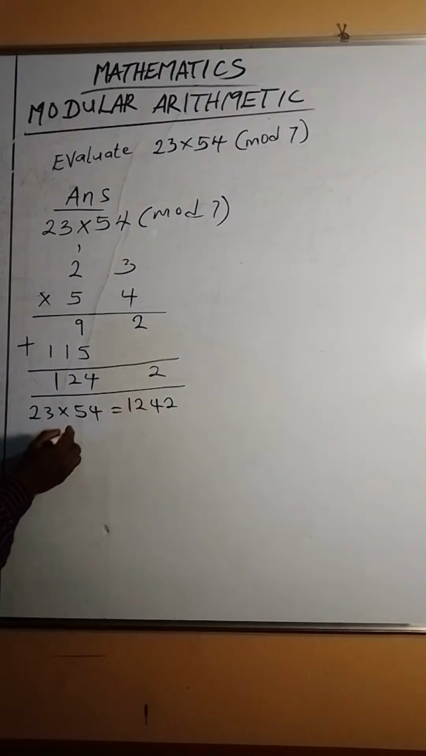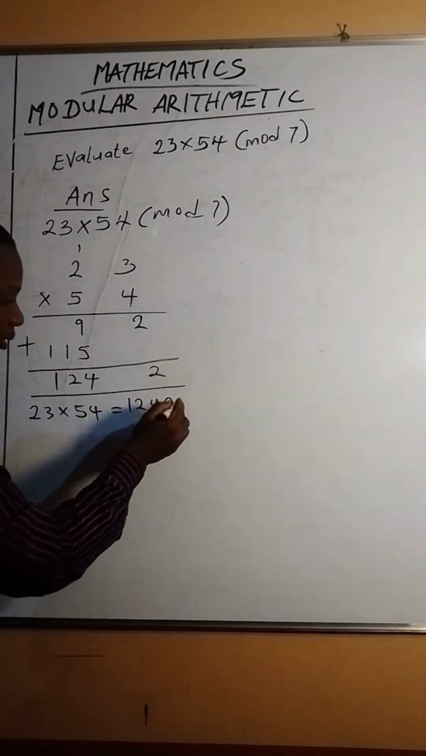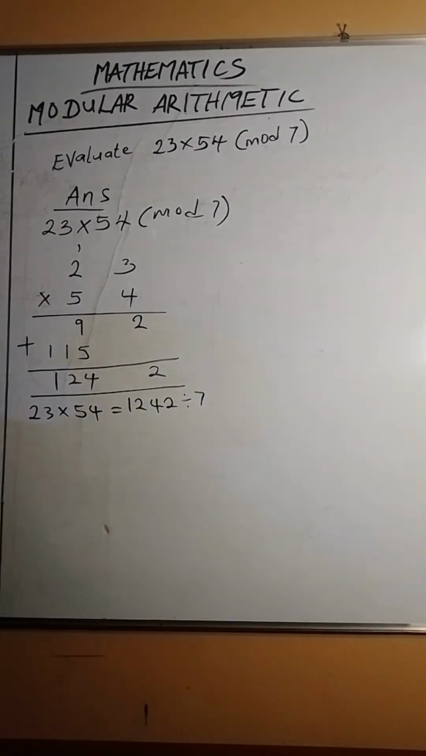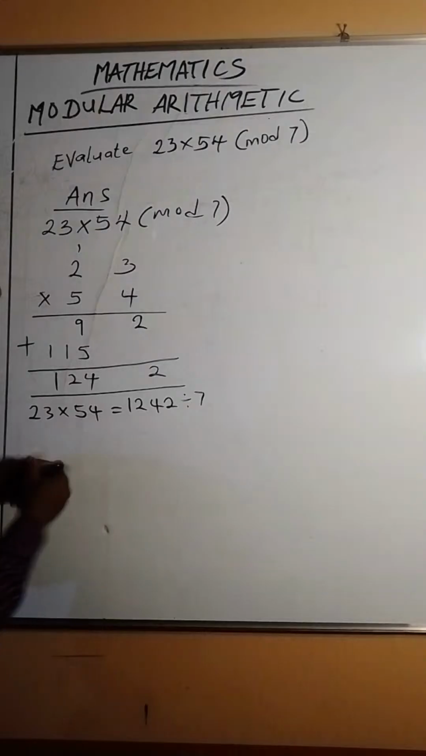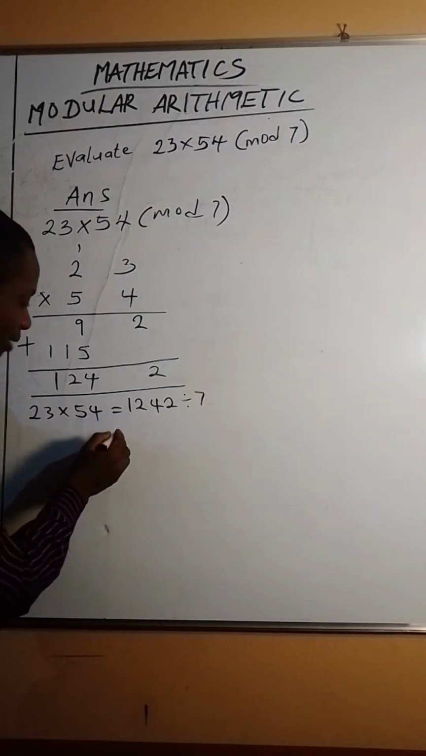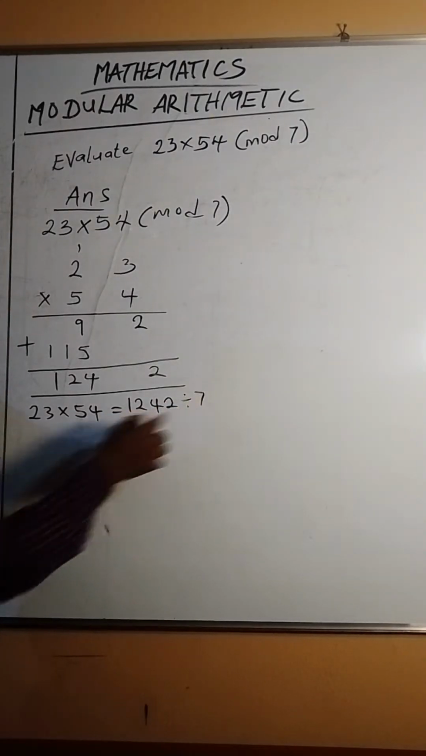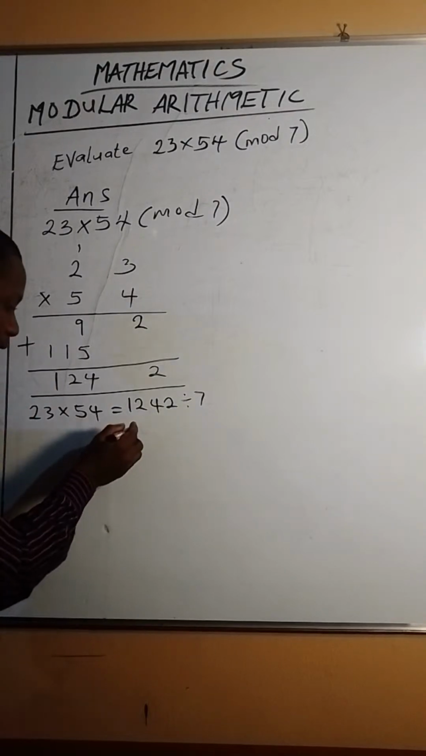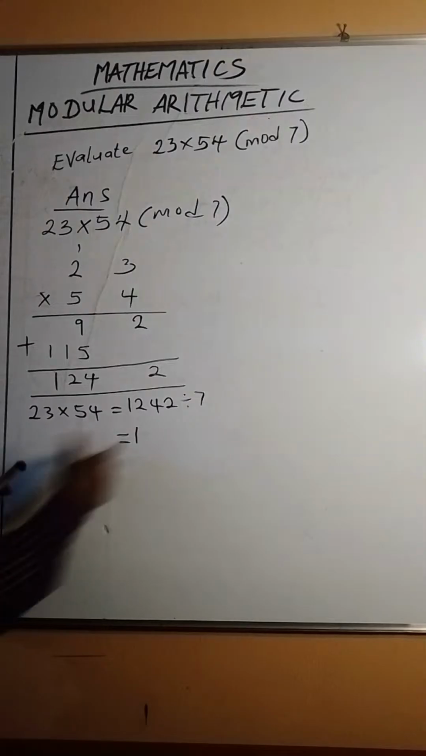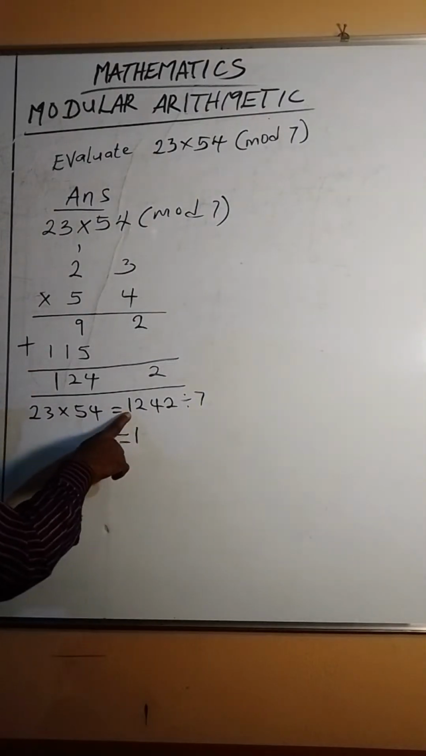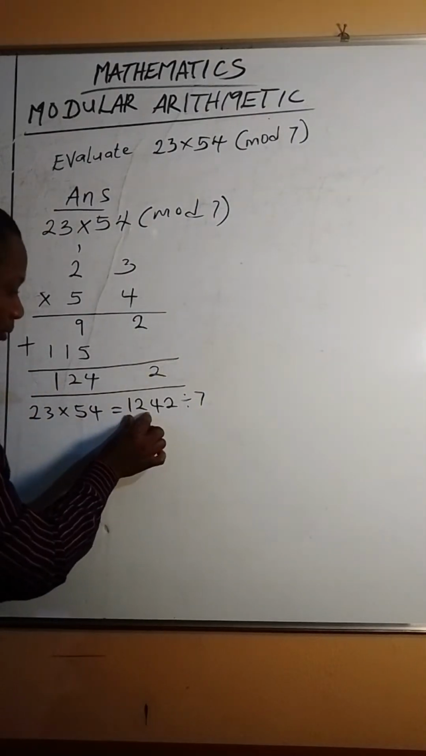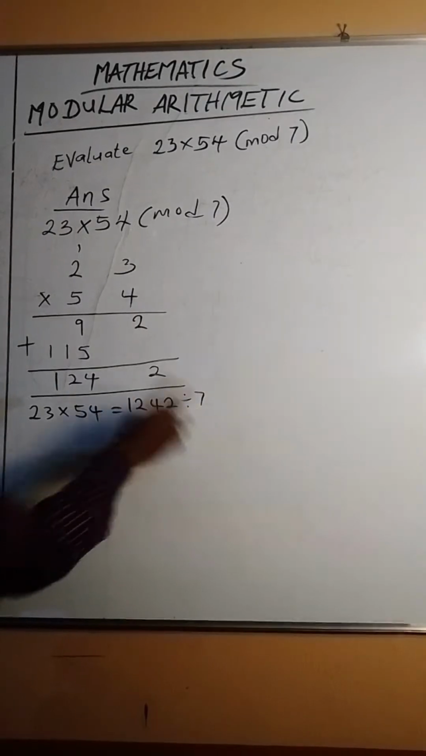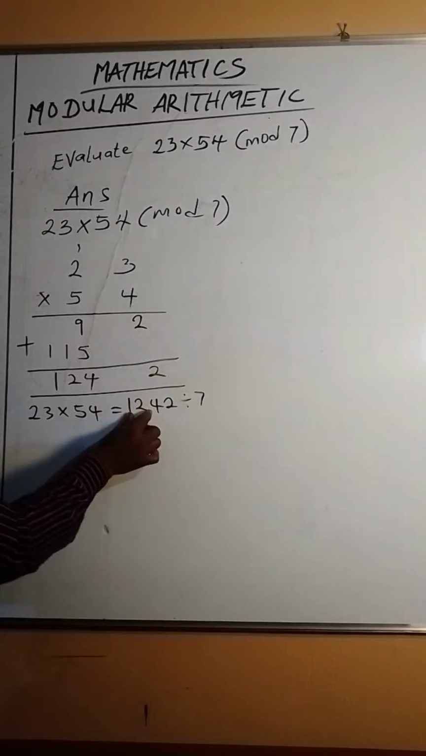Okay, here we have 12. So we are going to divide by 7 and write the remainder. But let's divide by 7 first. 7 into 12 goes 1, okay? So we write 1. Remember, we'll be left with 5 here.